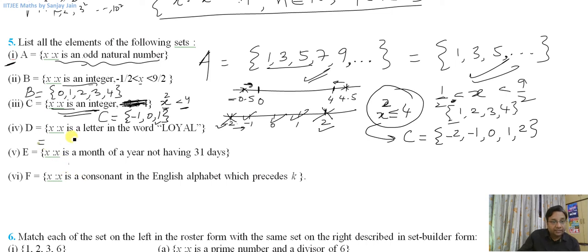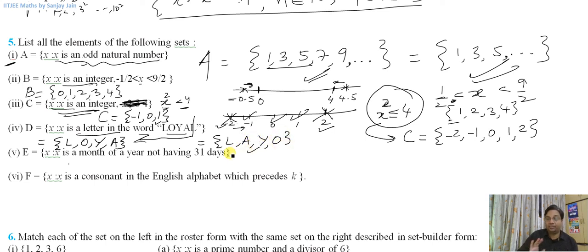D is, X is a letter in the word loyal, so I'll write the letters which are there in the word loyal: L, O, Y, A. Now I will avoid the repetition, so I'll not write this L here in my answer. So this is my answer, L, O, Y, A. If somebody is writing it like L, A, Y, O, let us say, this is also a correct answer, because the order in which the letters are written does not matter.